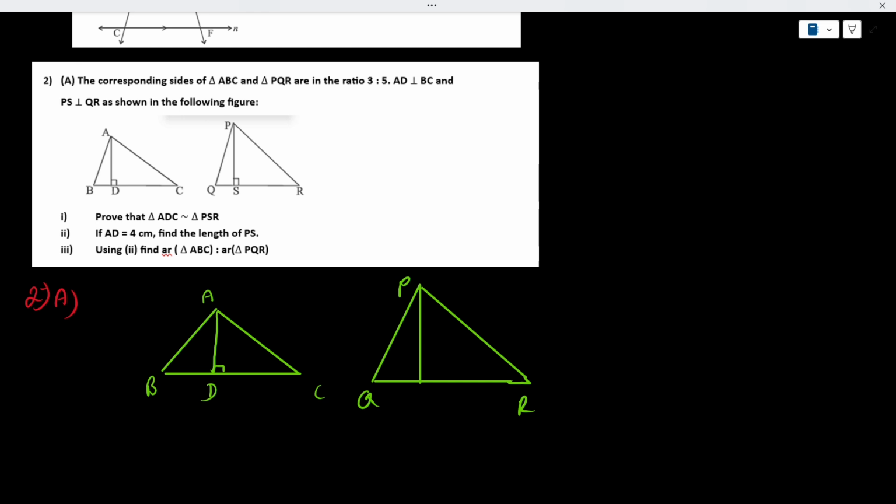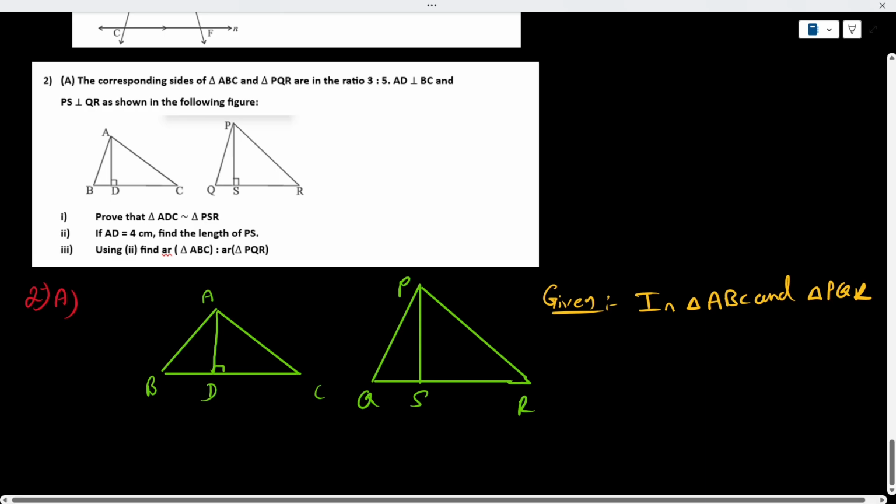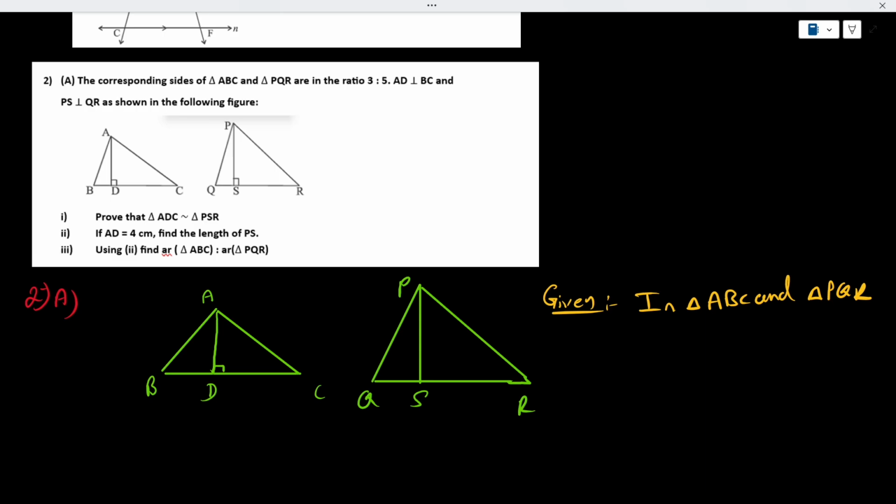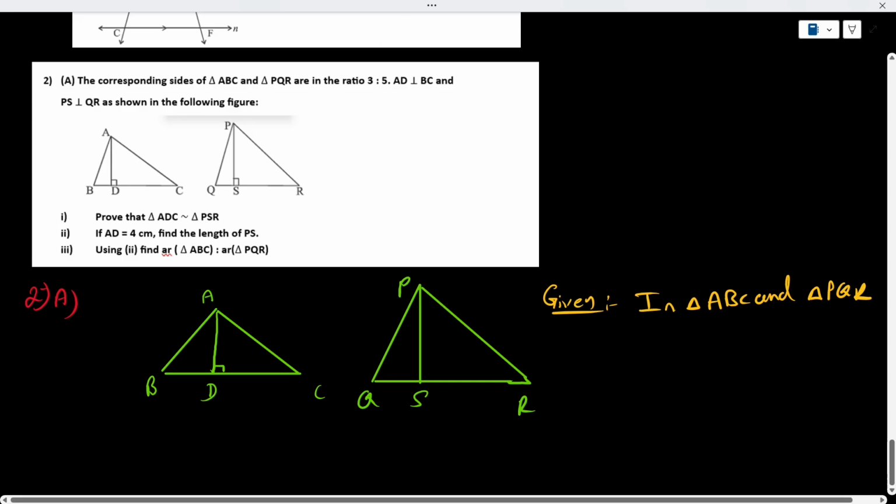How are you going to start here? First, let us start with the given part. So under this figure, you will be writing given. I am writing to the right side. So here, what is the given part? You will start here: in triangle ABC and triangle PQR, right? What is given here? The corresponding sides are in the ratio of 3 is to 5. So what are the corresponding sides here?